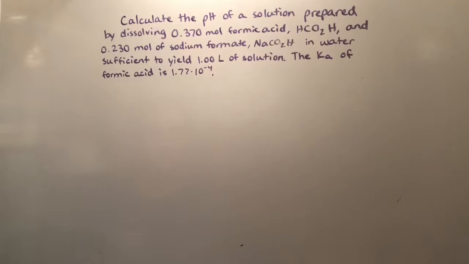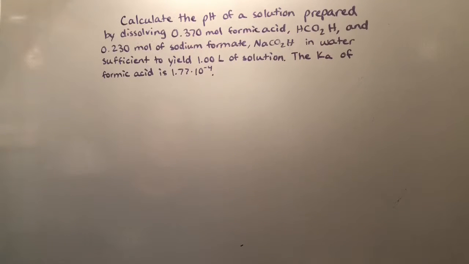Hi everyone, so today we're going to be working on this problem. Calculate the pH of a solution prepared by dissolving 0.370 moles of formic acid, HCO2H, and 0.230 moles of sodium formate, NaCO2H, in water sufficient to yield 1 liter of solution. The Ka of formic acid is 1.77 times 10 to the negative 4.